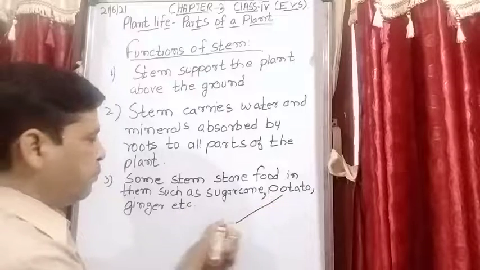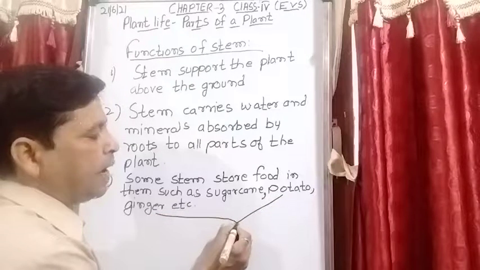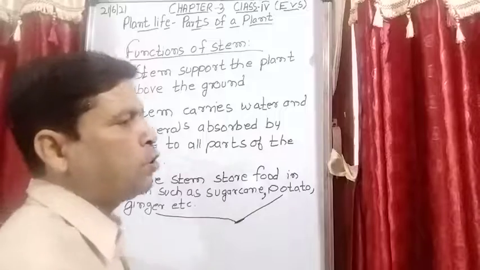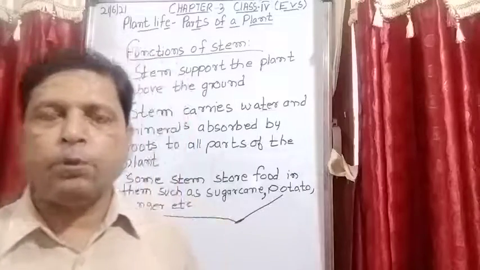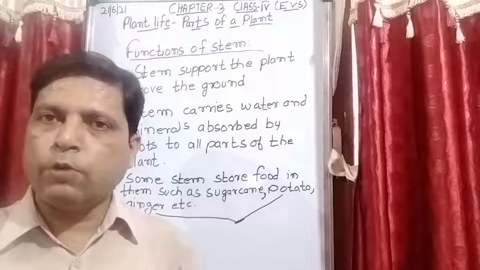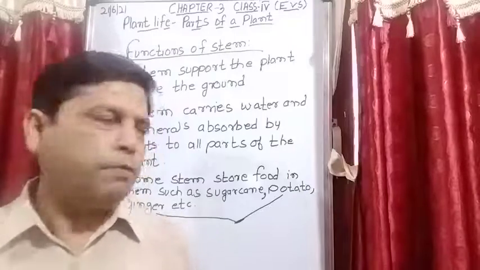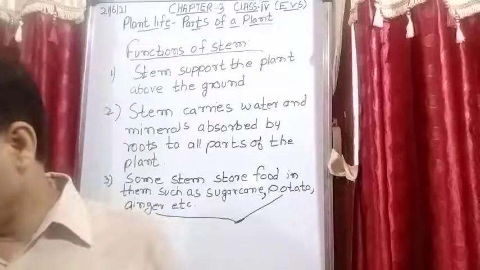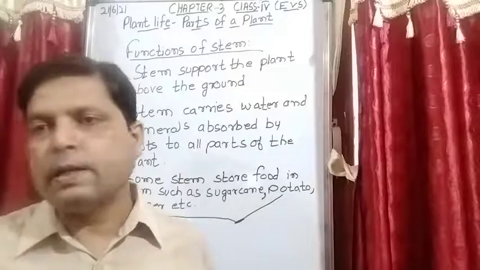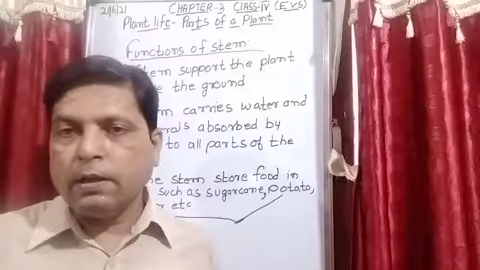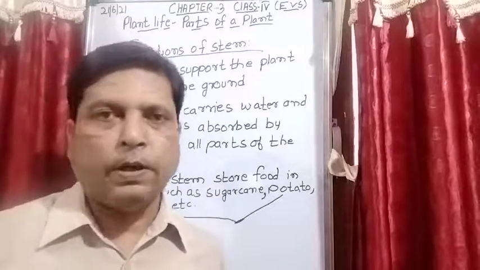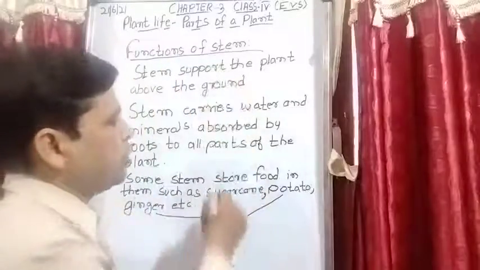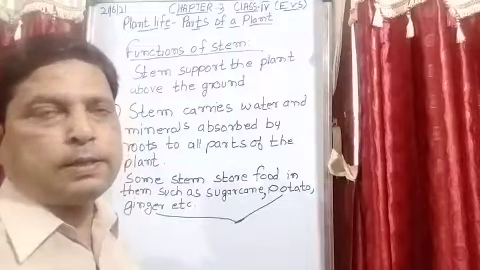And when you see potato and ginger, they are underground stems, because from where do we get the potato and ginger? From the soil. Okay, we get potato and ginger from the soil. That is the reason they are known as underground stems, and we eat these stems. So let's do a little recapitulation of the functions of the stem.